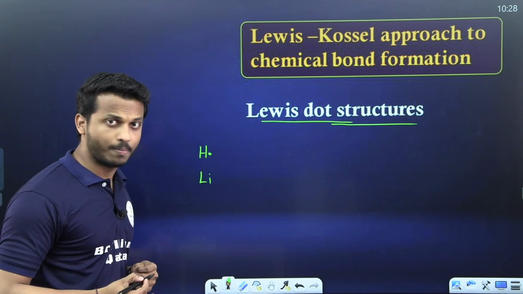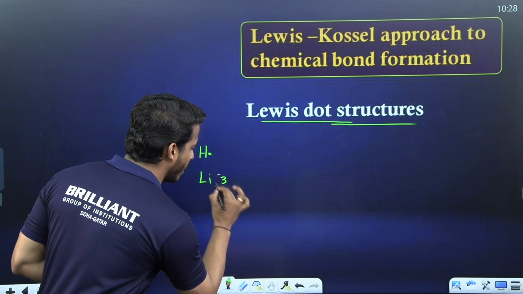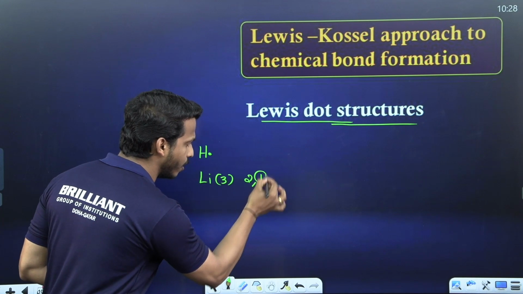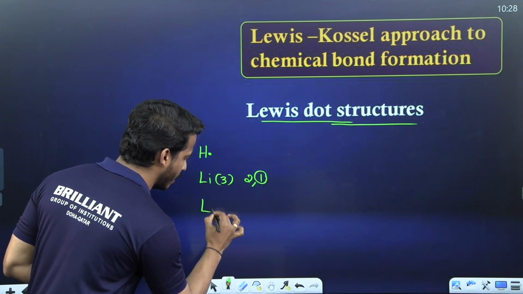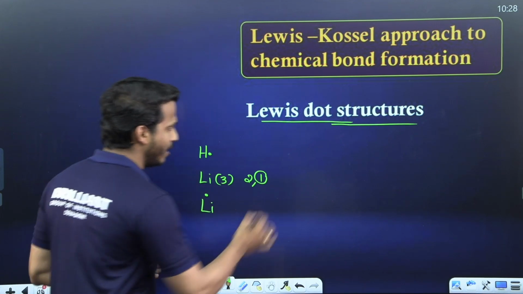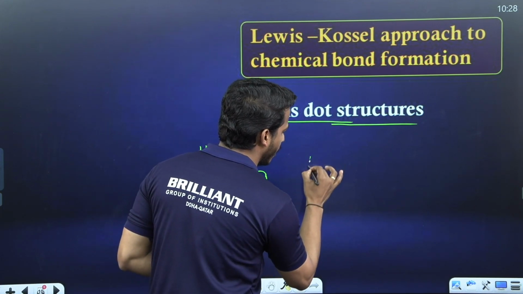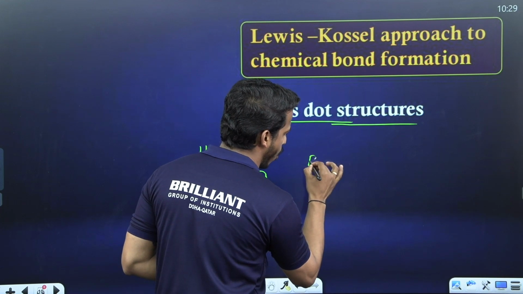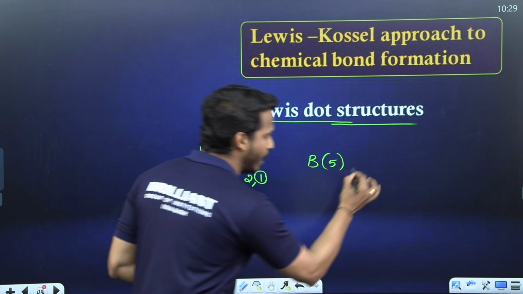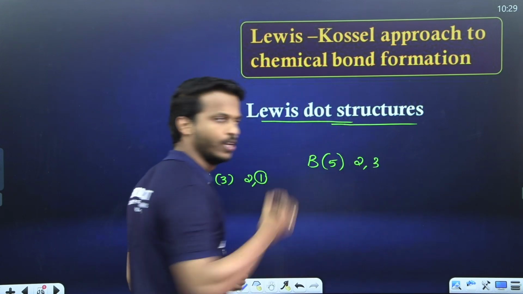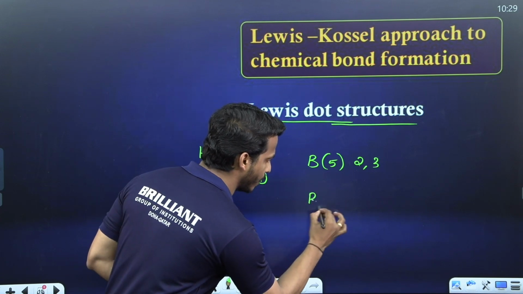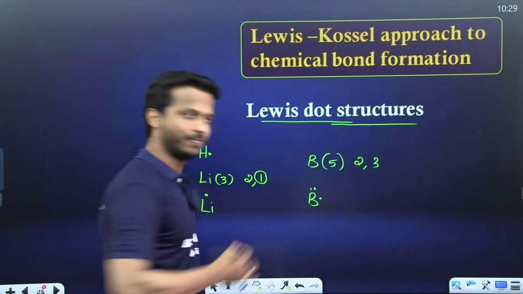Next, for example, lithium. Lithium atomic number is 3, right? So what is the electronic configuration? 2, 1. So what is the valence electron here? 1 valence electron. So we can express lithium with 1 electron. Correct? The next one, boron. What is the atomic number? 5. What is the configuration? 2, 3. So what is the valence electron of boron? 3 valence electrons. We can express 1, 2, 3.